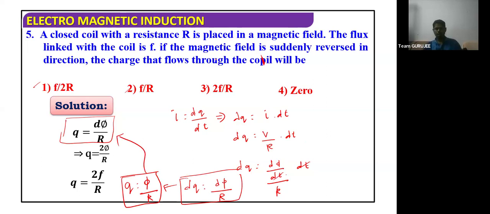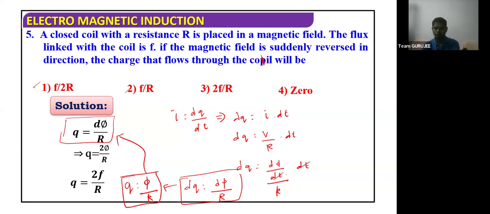All of you know the formula. Just listen step by step. I is equal to dq by dt, the current formula, charge per unit time. Then rearrange: dq is equal to I into dt. Then I is equal to V by R, so V is equal to IR. That is Ohm's law. Harihara Sudan, do you know Ohm's law? Okay. I is equal to V by R.